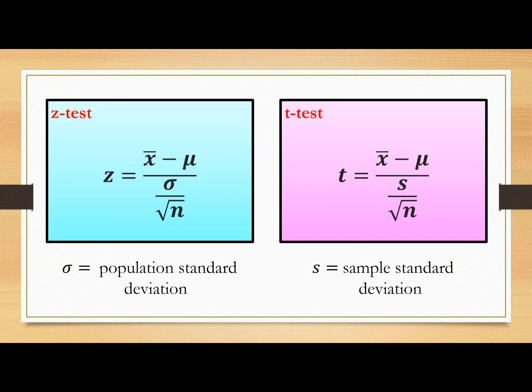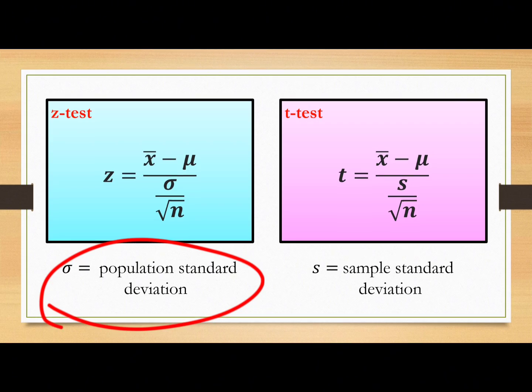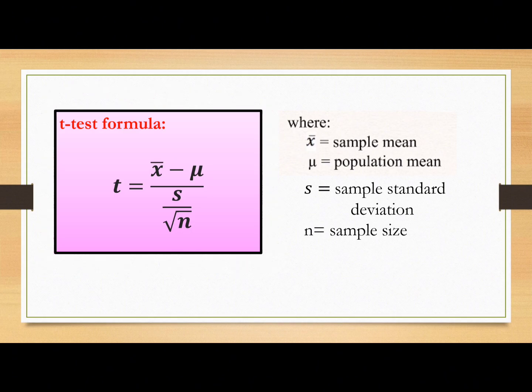Ito naman yung formula natin para sa z-test at t-test. So, makikita nyo naman yung pinagkaiba nila. Sa z-test, may population standard deviation. Sa t-test naman, may sample standard deviation. So, ito yung gagamitin nating formula, yung t-test formula to get the test statistics. So, t is equal to x bar minus mu divided by s all over square root of n.